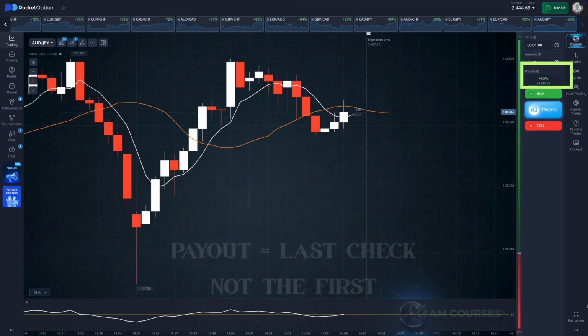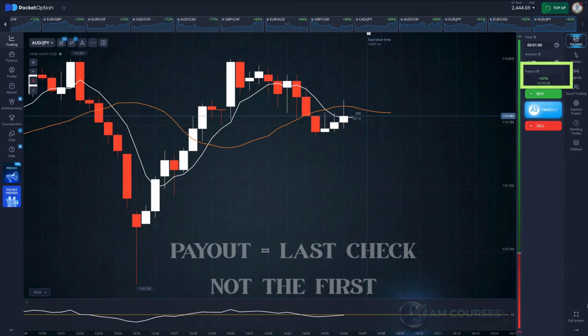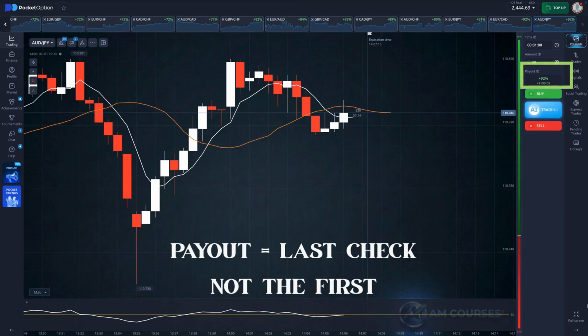One more thing worth noticing. This pair was paying 92%, the best payout on my screen. That is probably why I took it. Good payout, weak signal. Payout is the last check, not the first one. A great payout on a bad setup is still a bad trade.